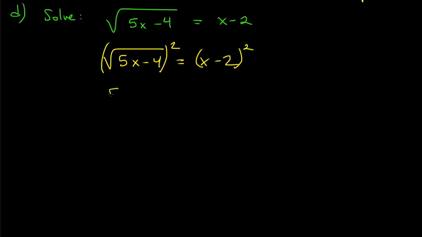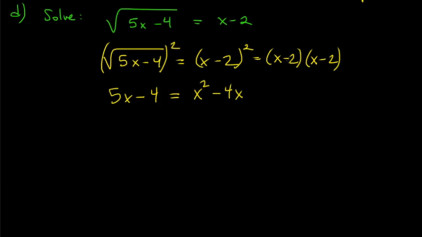Right? So the left side becomes 5x minus 4. The right side, well, I'll let you think about that for a minute. All right, it's not x squared minus 4. It's not x squared plus 4, right? It's x minus 2 times x minus 2. It's another FOIL. So you're going to get x squared minus 2x minus 2x, negative 4x, and then negative 2 times negative 2 is positive 4.